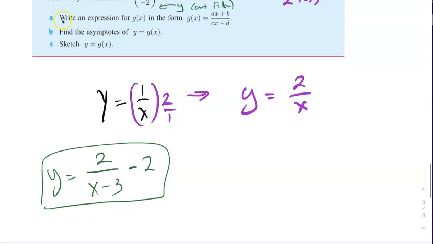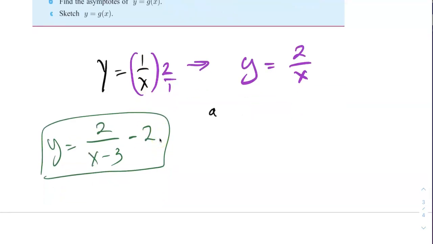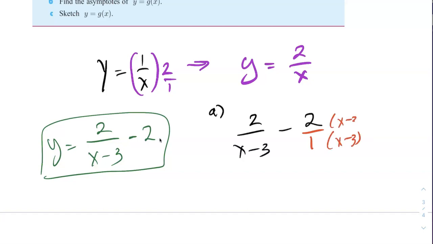And then, let's see, B wants us to write an expression for g of x in terms of this. So they just want us to write this as a fraction. So that's just a review of how to add two fractions together. So let's look at A here. If we want to add these two fractions together, how do I do it? Well, common denominator. This is over 1, so we'll multiply by x minus 3 over x minus 3.